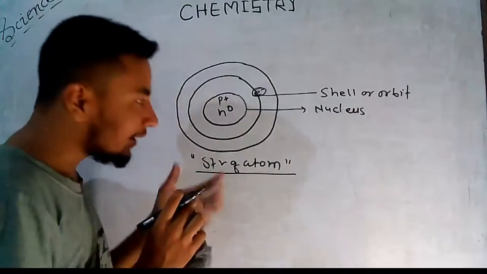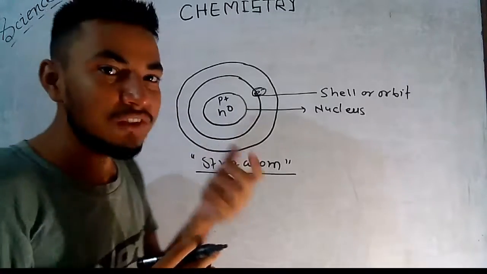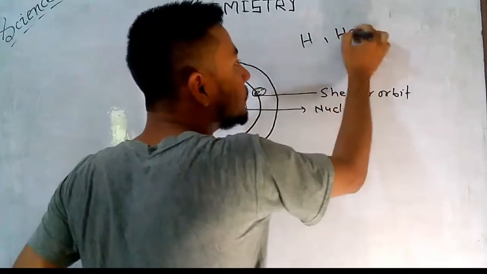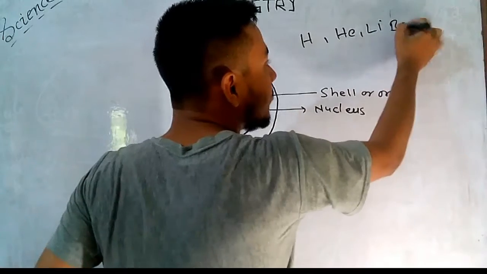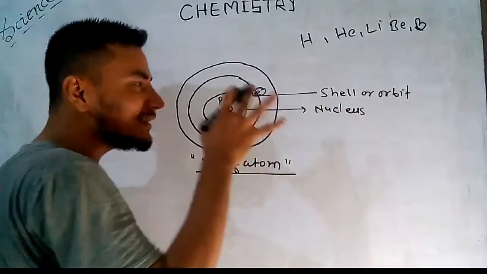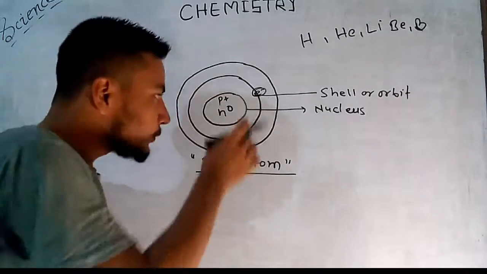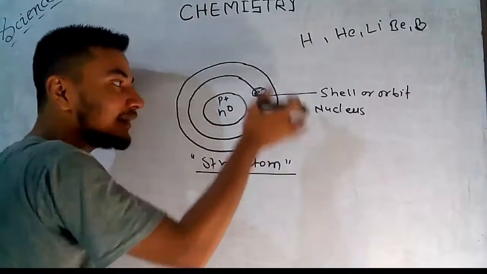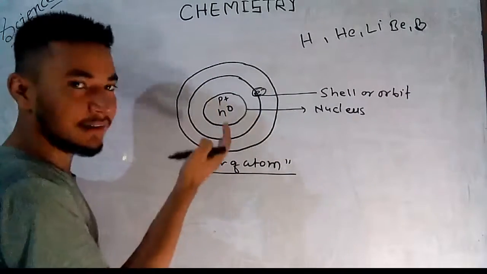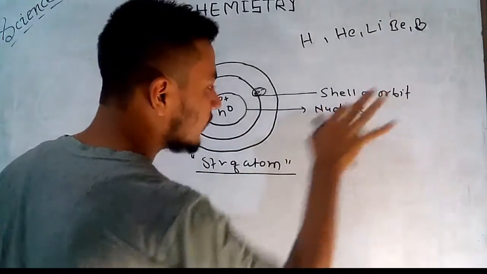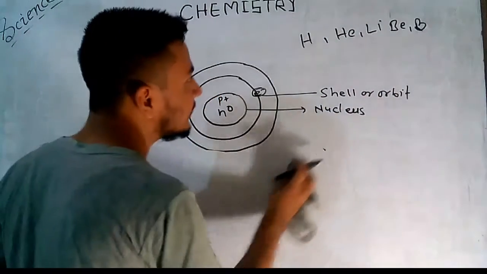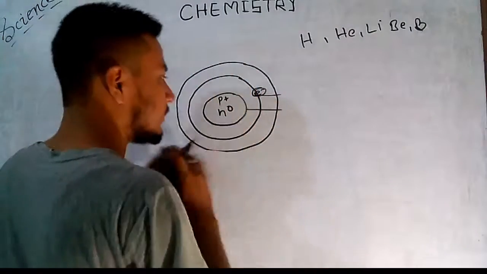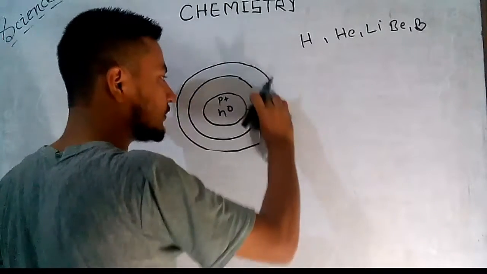We are going to see the structure of different atoms, elements like hydrogen, helium, lithium, beryllium, boron, and so on. This is the general structure of the atom: first the core part, and inside the core part, protons and neutrons, with electrons revolving in a circular path called a shell or orbit. So first let's see the structure of hydrogen.